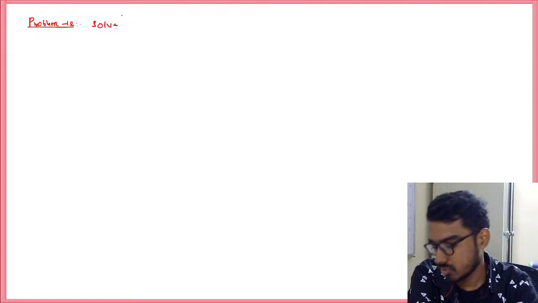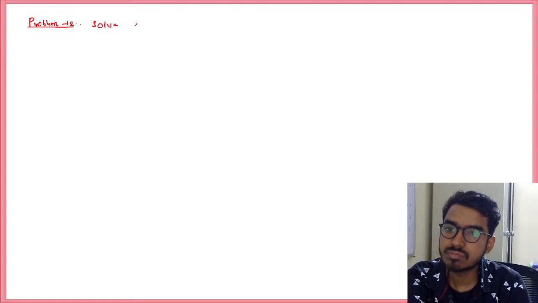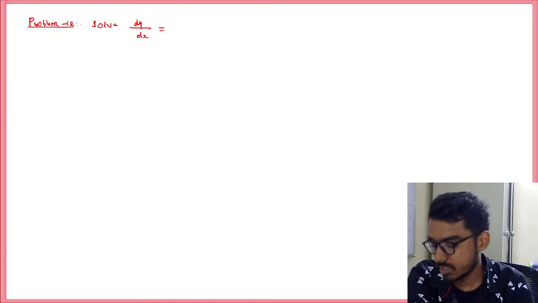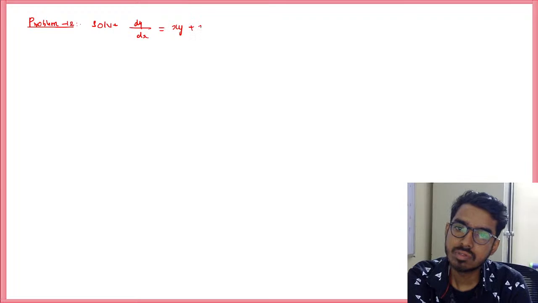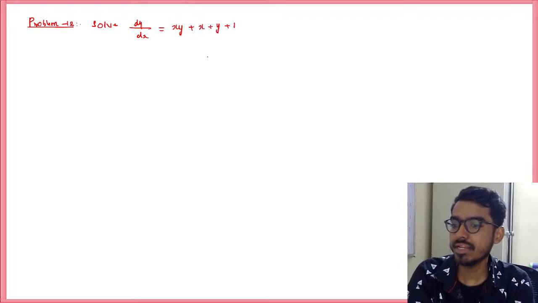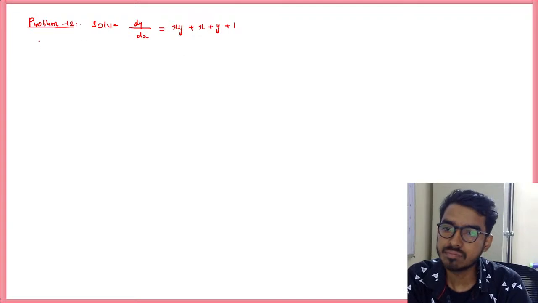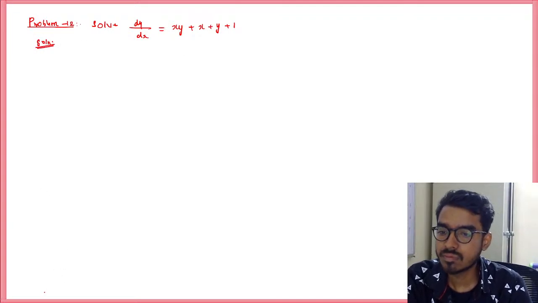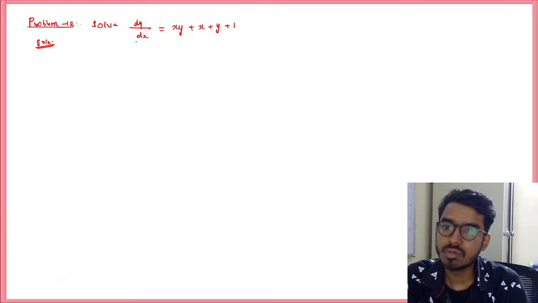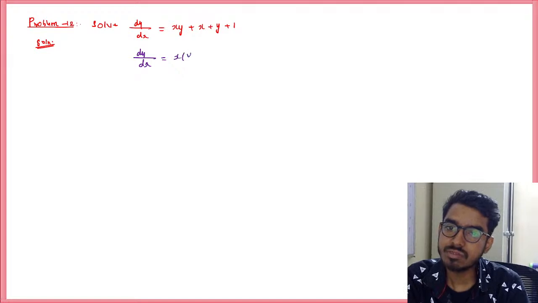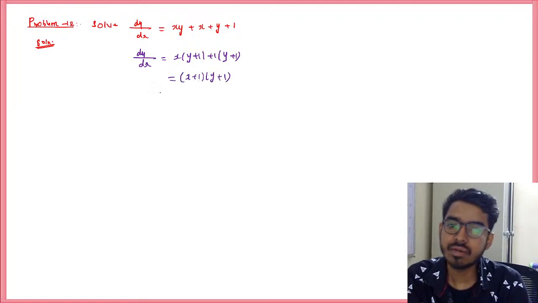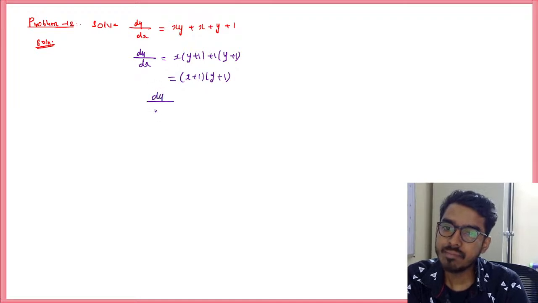Problem number 12: Solve dy by dx equal to xy plus x plus y plus 1. Okay? What we'll do is, let us take this x common here. So we will have y plus 1. I can write this as y plus 1. Let's try to factorize this. It will be x plus 1 into y plus 1, right? So we will have dy by y plus 1 is equal to x plus 1 into dx.